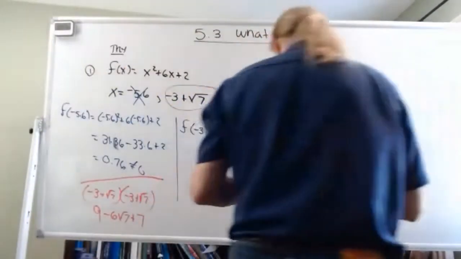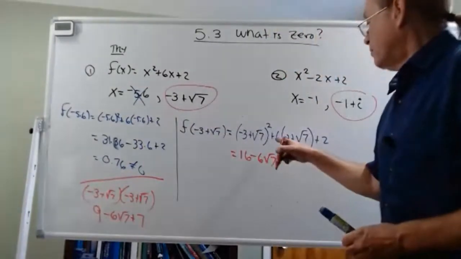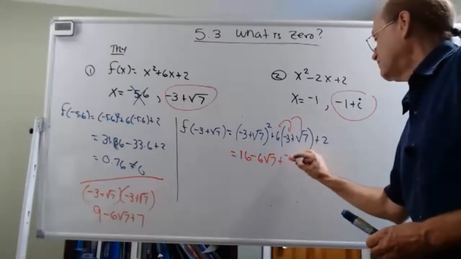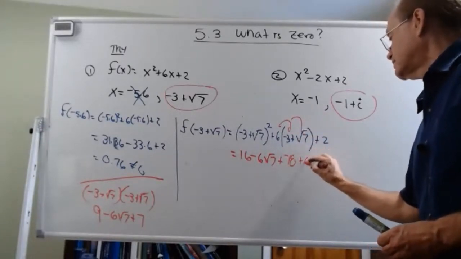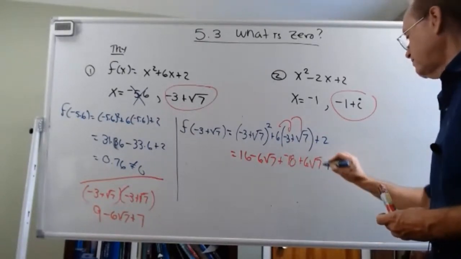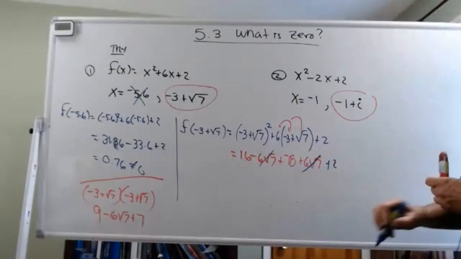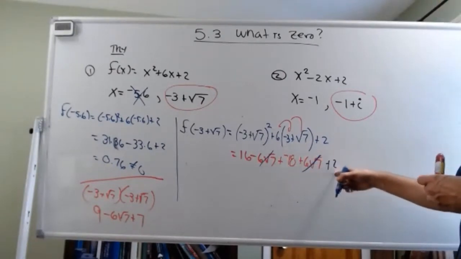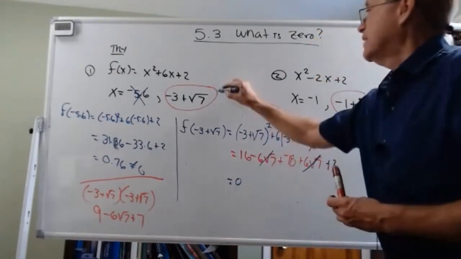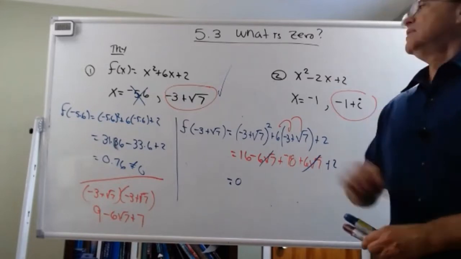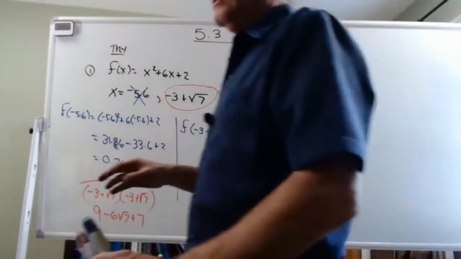Okay, coming over here, I can multiply the 6 times the negative 3, distributing that, so I get negative 18 plus 6 square roots of 7. Plus the 2 that I have over here. Well, I can see right away the square roots cancel out. 16 subtracting 18 gives me negative 2. Plus 2 gives me 0. So that works. That is a 0 of that function. Very complicated form of it. So the point being that the zeros can take very elaborate forms.